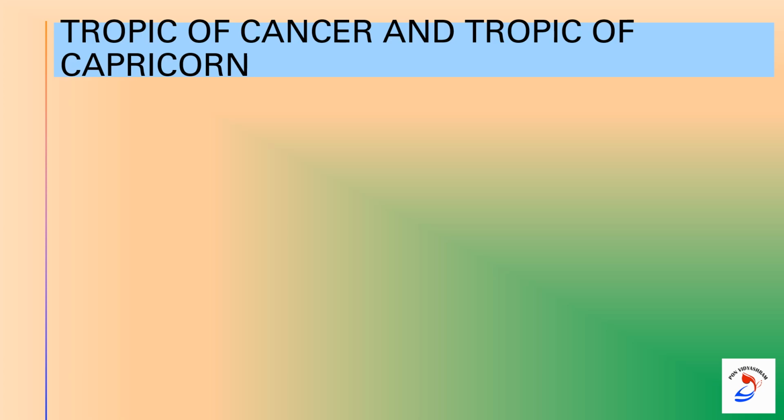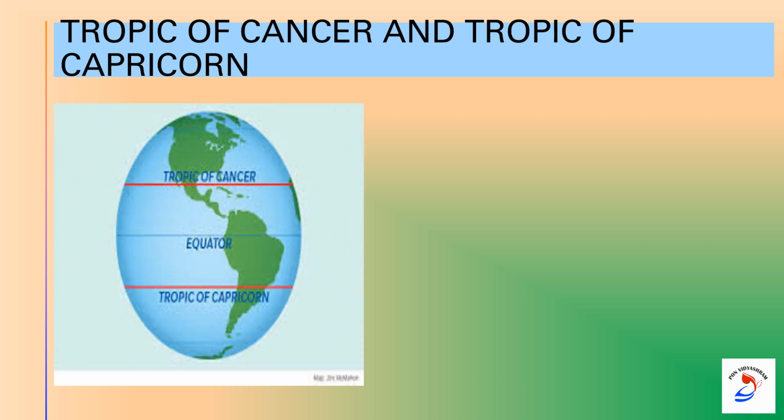So before moving into that, just have a quick introduction about Tropic of Cancer and Tropic of Capricorn. It's nothing but this. Both are also called latitudes. Just observe the picture. Above the equator, Tropic of Cancer. Below the equator, it is the Tropic of Capricorn.